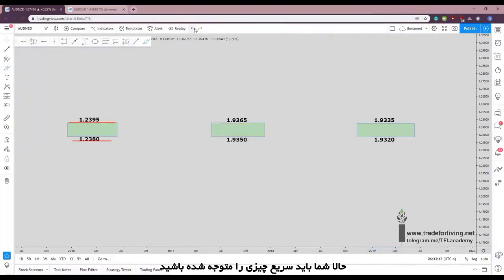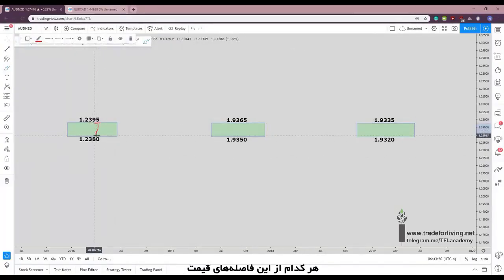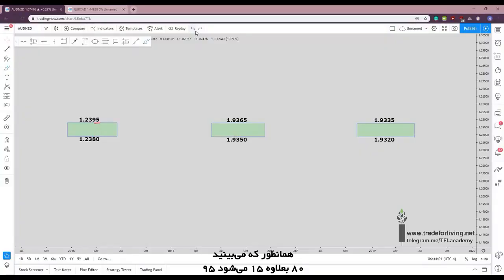Now, immediately, you should have realized something. Each one of these distances in price, from the low to the high of these boxes, in all cases, is 15 pips. Because as you can see, 80 plus 15 pips is 95. 50 plus 15 pips is 65. 20 plus 15 pips is 35. Very simple to realize this.